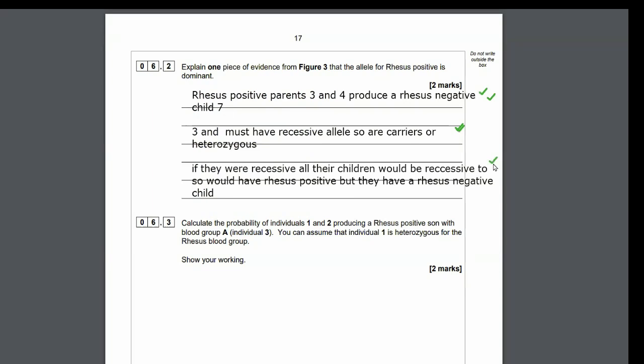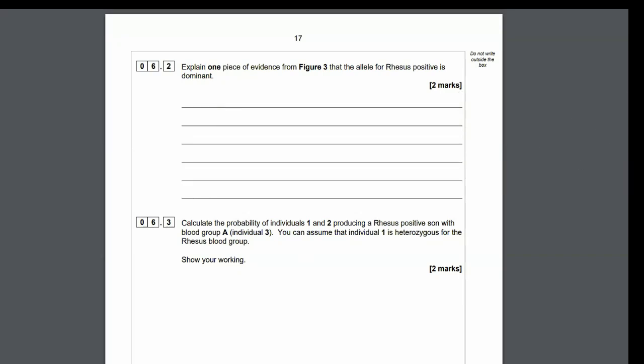Moving on to 6.3. Now that you have picked up your marks there, 6.3: calculate the probability of individuals 1 and 2 producing a rhesus positive son with blood group A, example individual 3. You can assume that individual 1 is heterozygous for the rhesus blood group. Show your working.